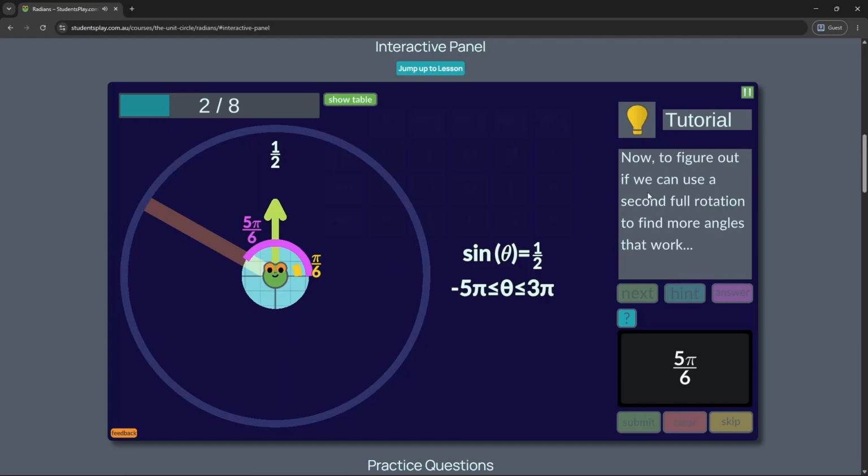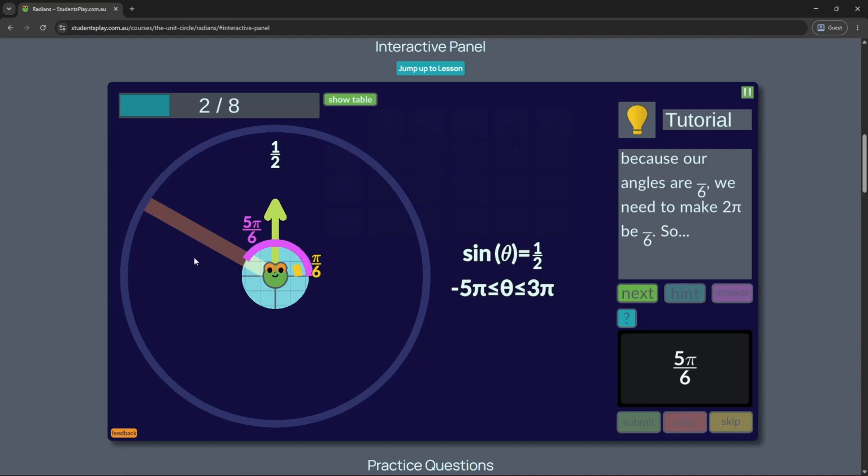Now to figure out if we can use a second full rotation to find more angles that work, we would usually add 360, but in radians, we add 2 pi, a full rotation in radians. So we can just add 2 pi to each of our answers. However, because we're dealing with fractions, they have to have the same denominator. So they have to have the same bottom number before we can add them. So because our angles are something over 6, we need to make 2 pi be something over 6.